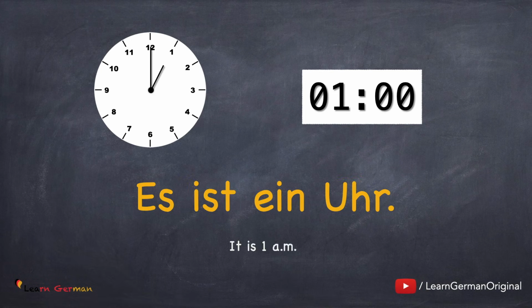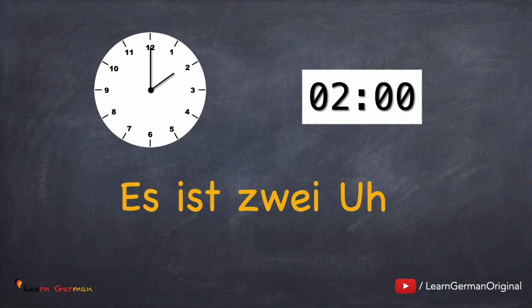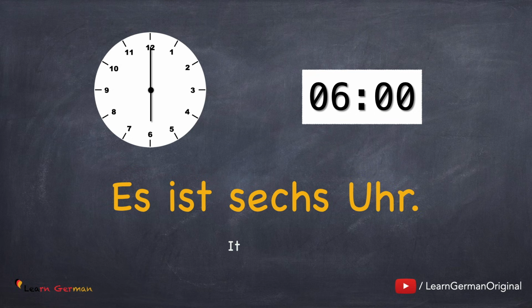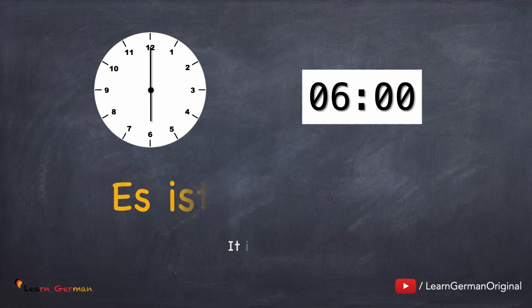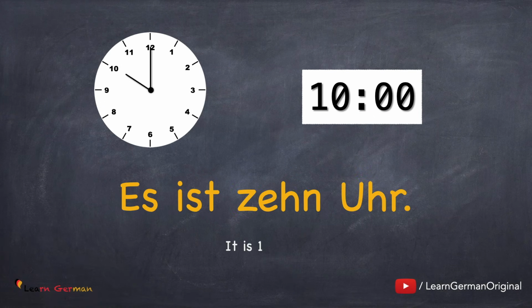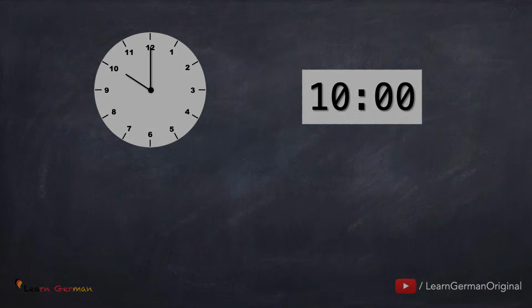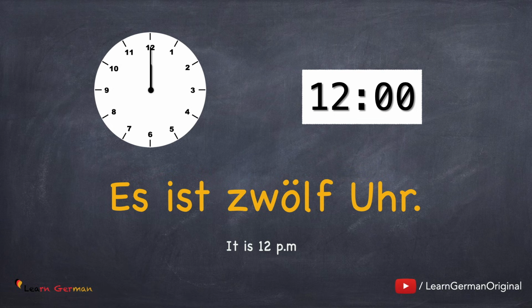Es ist 1 Uhr. Do remember, when it comes to time, you don't say eins Uhr, you just say ein Uhr. Similarly, you would say, es ist 2 Uhr. Es ist 6 Uhr. Similarly for the following hours. Es ist 10 Uhr. And es ist 12 Uhr.